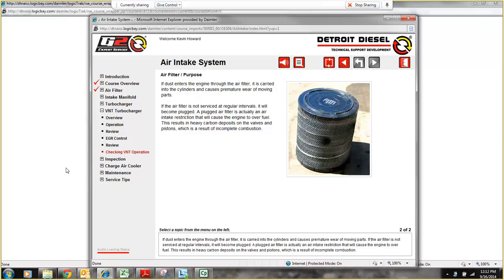Under normal operating conditions, the vanes will transition to supply the correct amount of boost to the engine for optimal combustion.